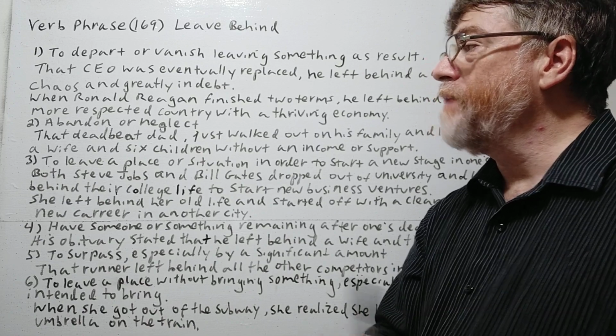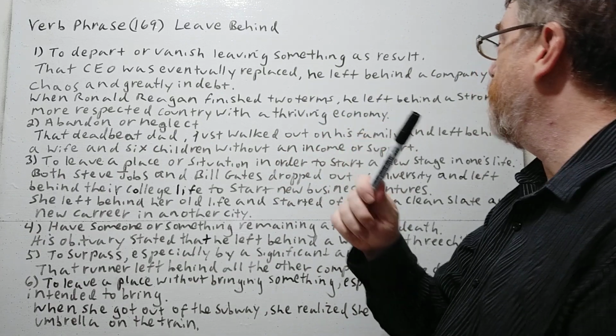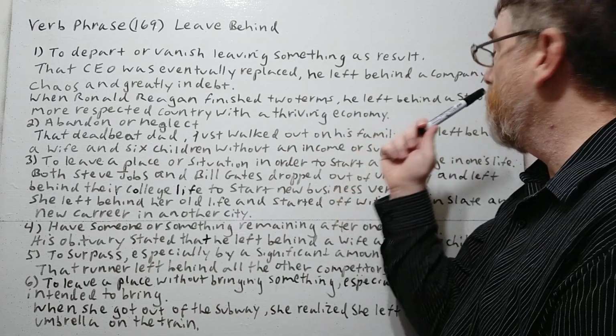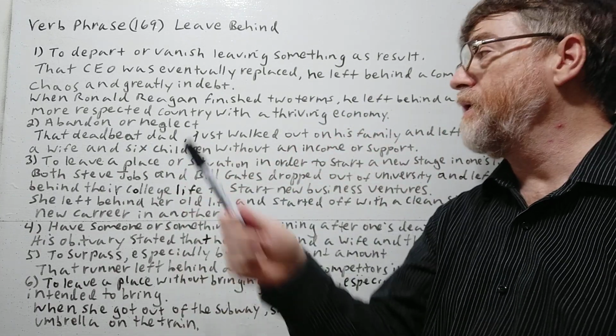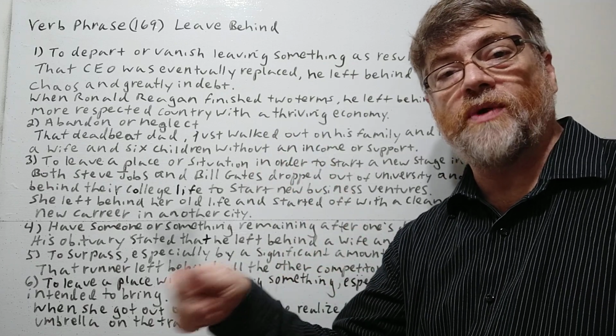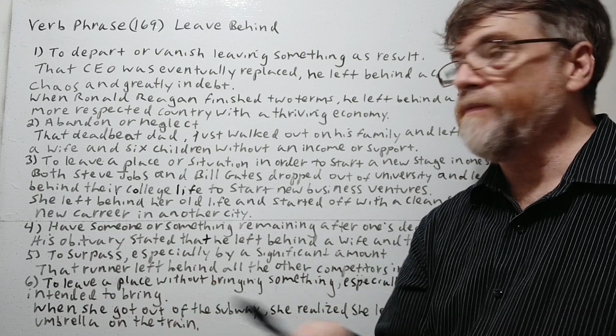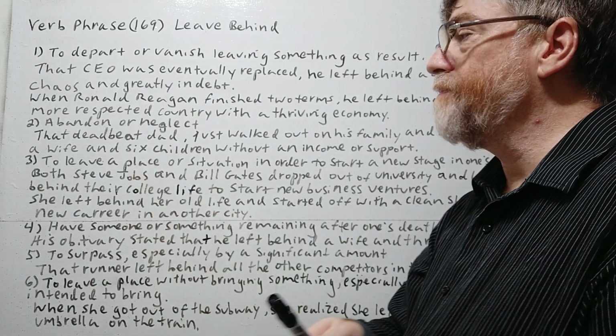Let's look at number 2. When Ronald Reagan finished 2 terms, he left behind a stronger, more respected country with a thriving economy. Again, they're talking about the situation he left behind when he finished his 2 terms of office.